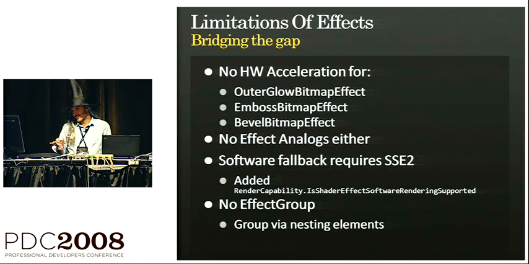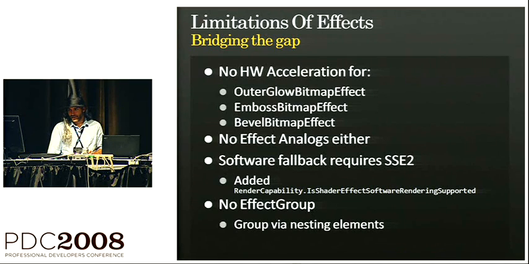Going through this, we added a new property you can query to determine if your machine has our software fallback mechanism or not. If you don't support SSE2, then you can't run with software fallback. So we allow the application to query this with the render capability that is shader effect software rendering supported property. It's kind of a mouthful, but it gets the job done.